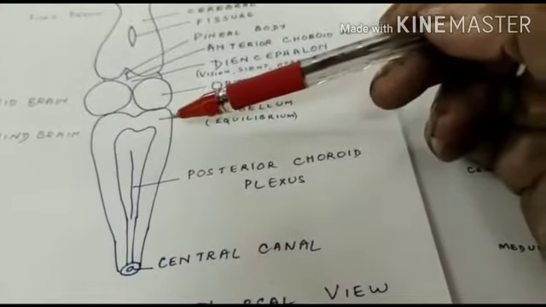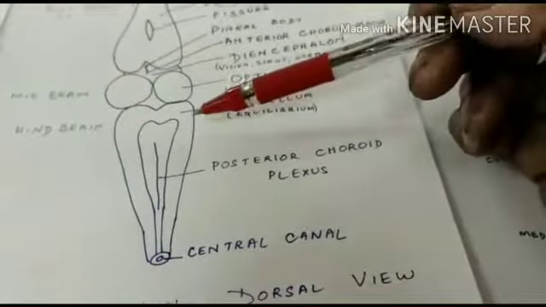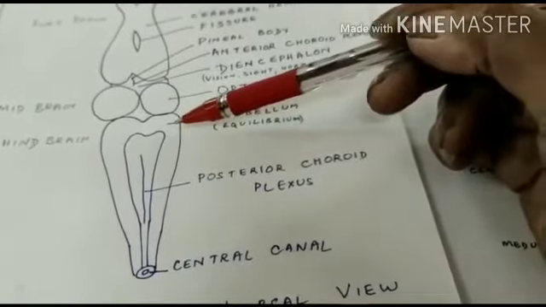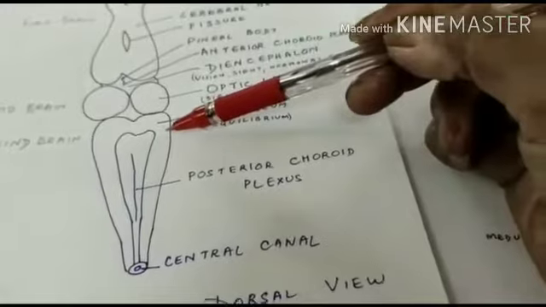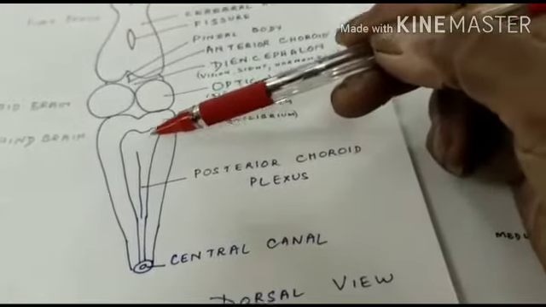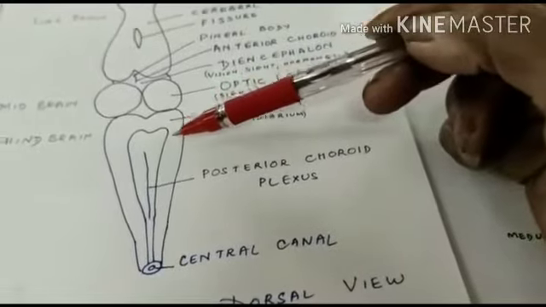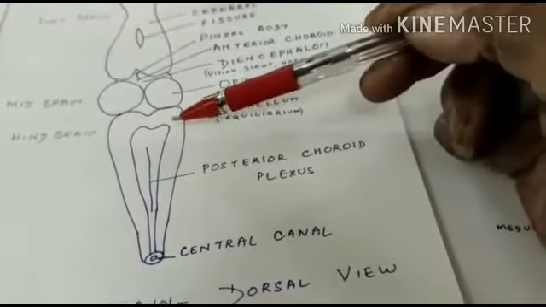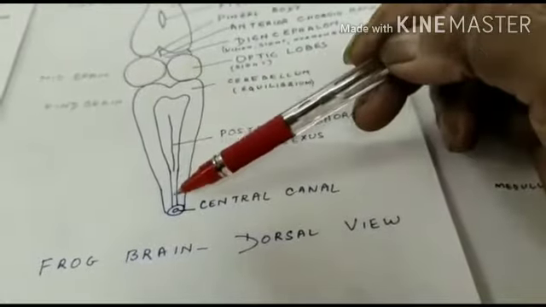Next part that we study is the hindbrain. So the hindbrain consists of the first part, which is the cerebellum, which is like a transverse patch. And this also has a ventricle inside and is concerned with coordination of muscular movement and balance. Following the cerebellum is the medulla oblongata.